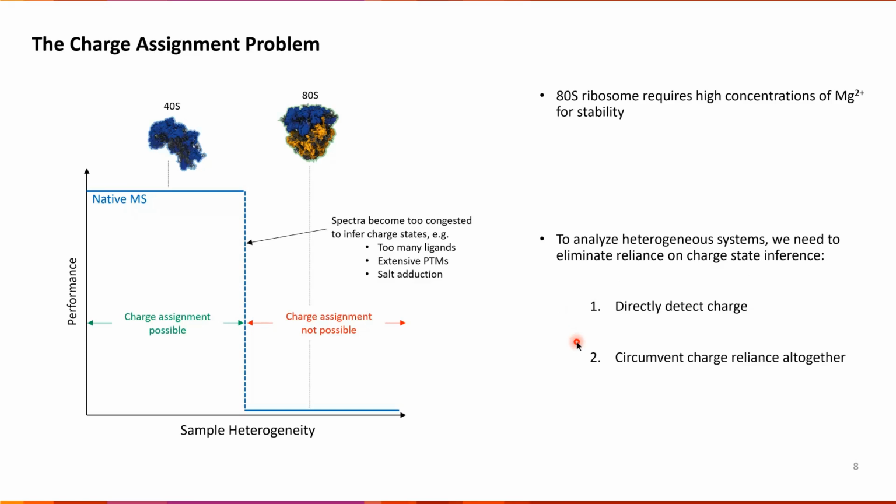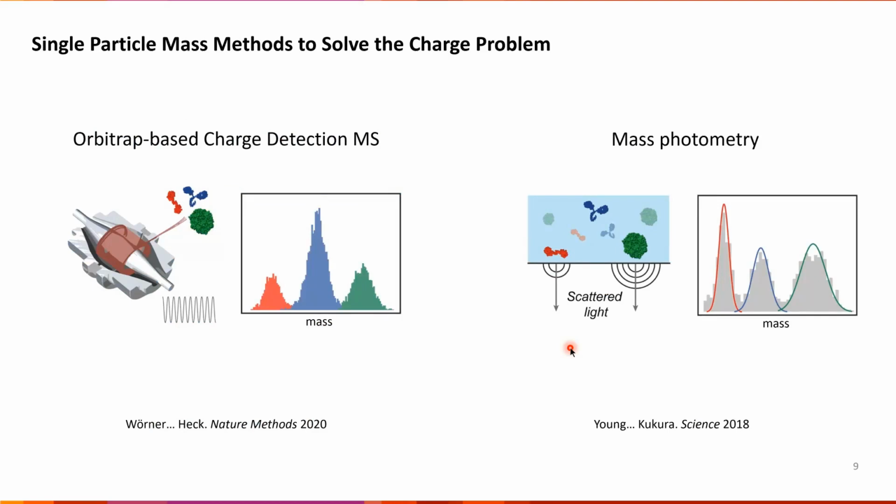A second approach that you could think of is that we could circumvent charge reliance altogether. If there was another technique that would allow us to measure the mass of particles without using ion motion, then this would also avoid this issue entirely. So it turns out that these single particle mass methods that I introduced allow us to solve this problem using the methods that I just described.